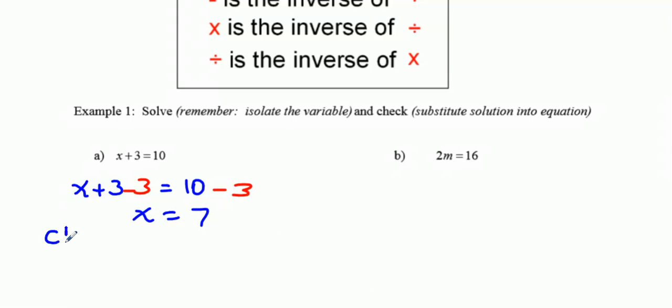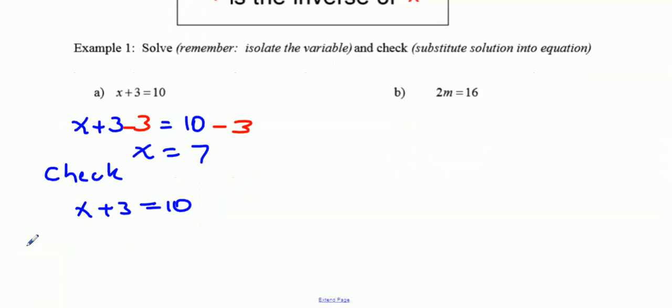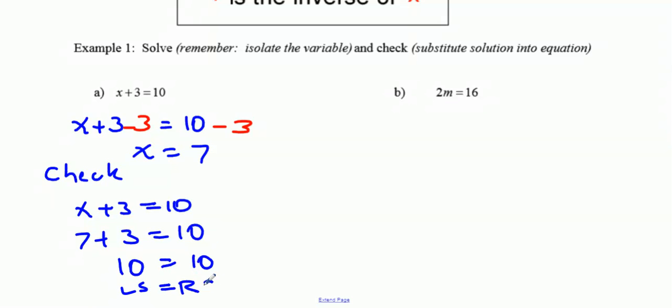If I want to check, what I would do is take my answer of x equals 7, and start with my original equation, x plus 3 equals 10. And now I'm just going to substitute in 7. So I'm just going to write 7 plus 3 equals 10. And then I work just the columns downwards. So 7 plus 3 is obviously 10. This is obviously 10. So left side equals right side. So I know my answer is right.